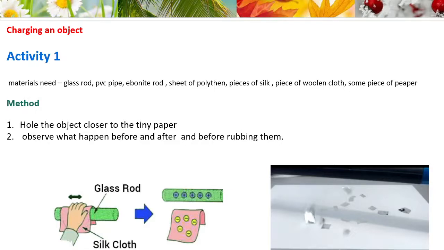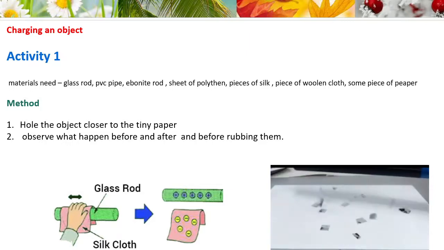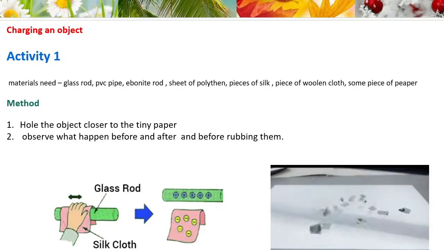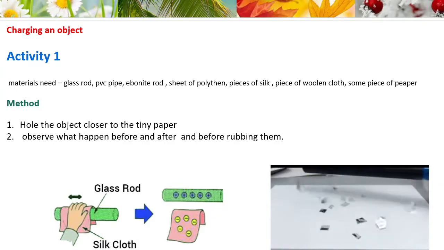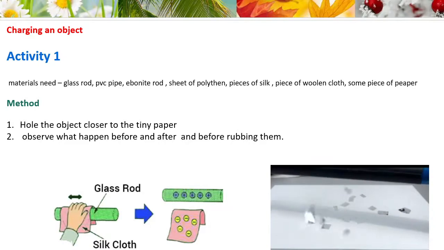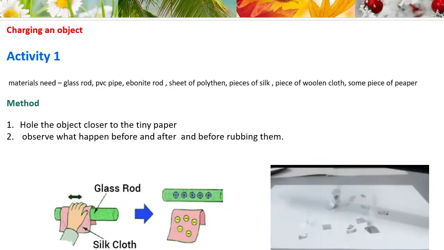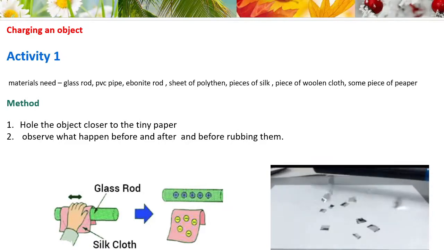They are glass rod, PVC pipe, ebonite rod, sheet of polythene, piece of silk, piece of woolen cloth, some pieces of papers. So the method of this activity is hold the object closer to the tiny paper. Observe what happened before and after rubbing them. You can see the observation of this activity from this diagram.